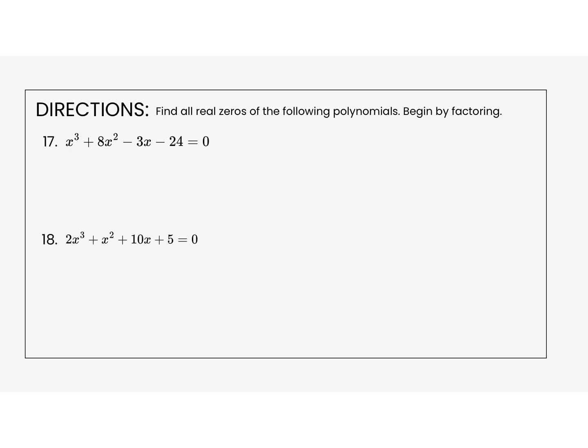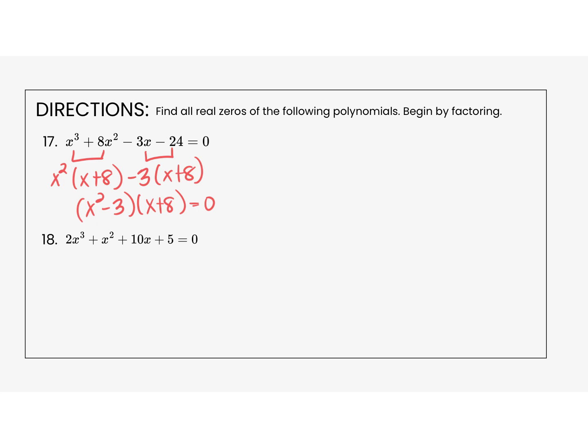Okay, 17 and 18, we see 4-term polynomials, so that should be a sign that we're going to factor by grouping. So look at the first two, I'm going to pull out an x squared, that leaves me with x plus 8. Second two, I'm going to pull out a minus 3, that leaves me with x plus 8. So my factors are x squared minus 3 and x plus 8.